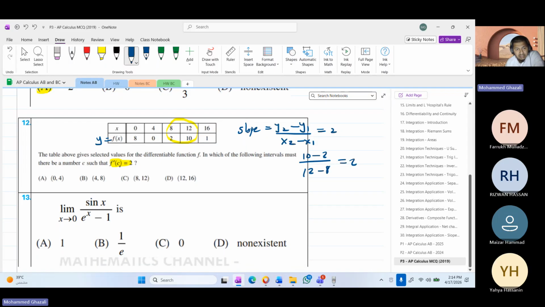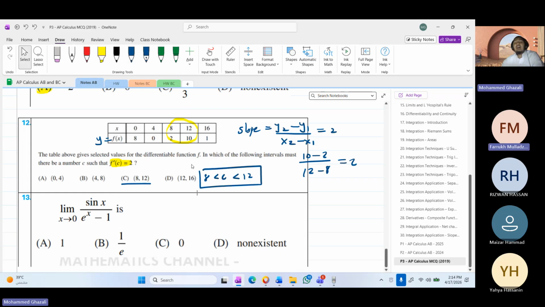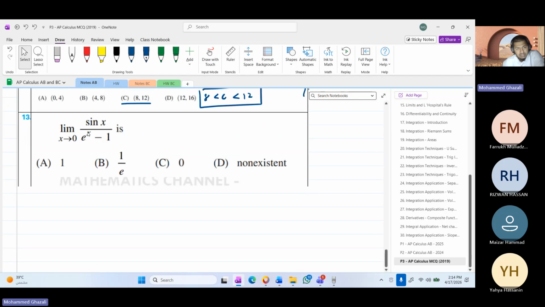The interval, the value for C will be between, see what they said, number C such that f prime C is equal to 2. It has to be between 8 and 12. Good. Remember the answer that we are looking for, between which intervals. So C needs to be between 8 and 12. The X value is between 8 and 12. So C is between 8 and 12, because C is like an x value. Yes, it's like an X value. Good.